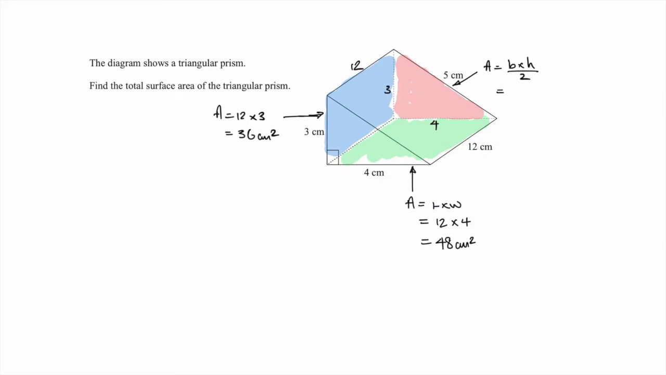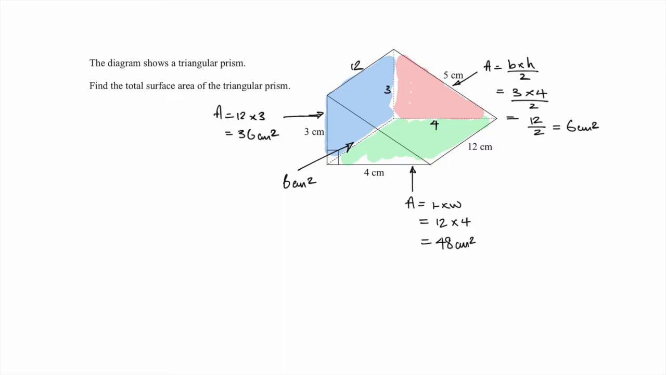So the base times height. So that's 3 times 4 divided by 2. That's 12 over 2, which is going to be 6 centimeters square. And funnily enough, this triangle over here is also 6 centimeters square. Why? Well, it's because it's a prism, which I've mentioned before. So whatever the area is on this triangle will be the same area on this one here.